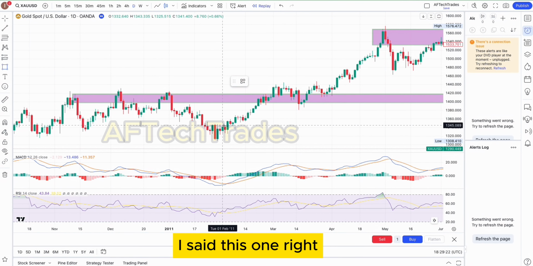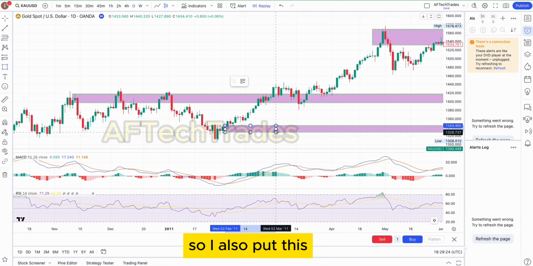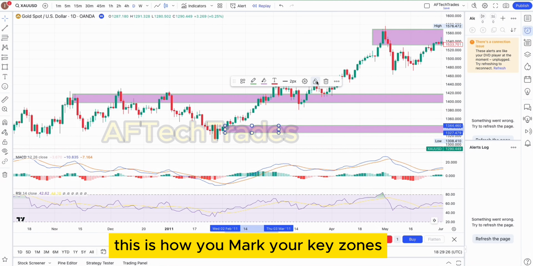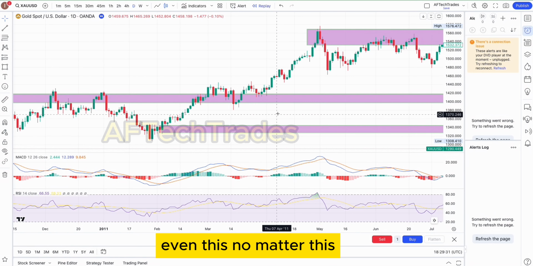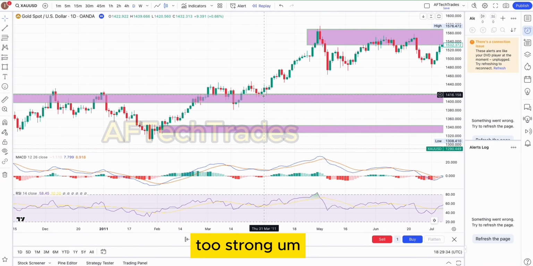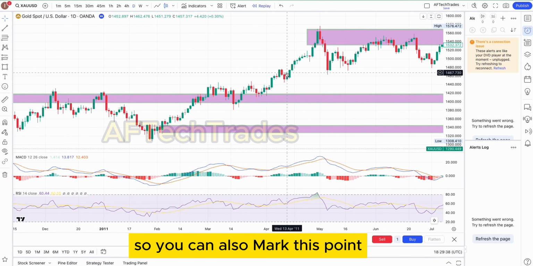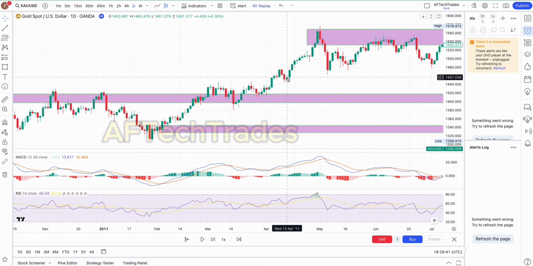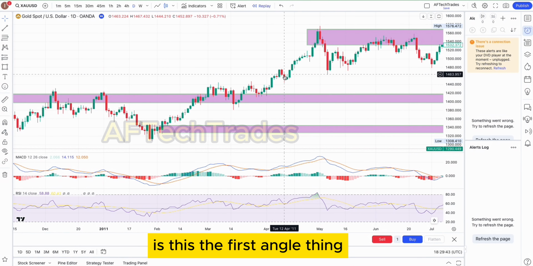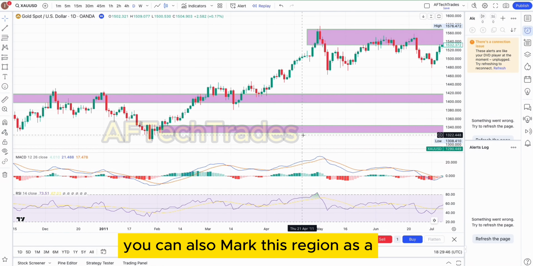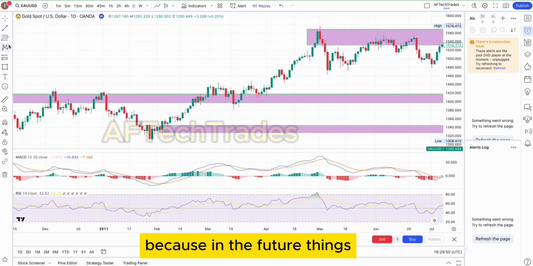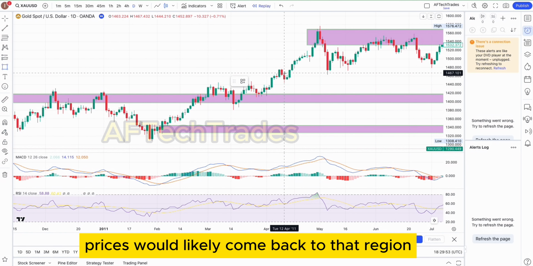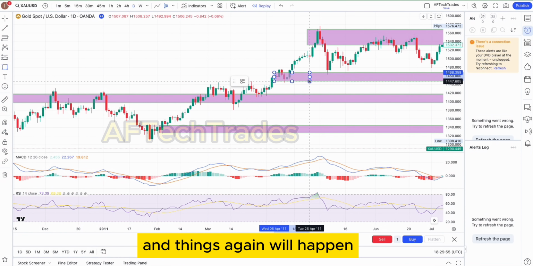Where is it? I said this one, right? So I'll also put this. This is how you mark your key zones on the chart. Even this, the momentum here is not too strong. You had this, then it became this, so you can also mark this point. This is the first engulfing, so you can also mark this region as a region of interest, because in the future prices would likely come back to that region and things will happen again.